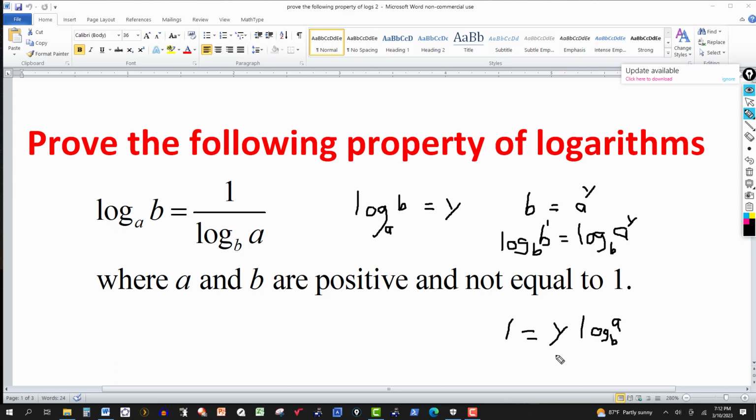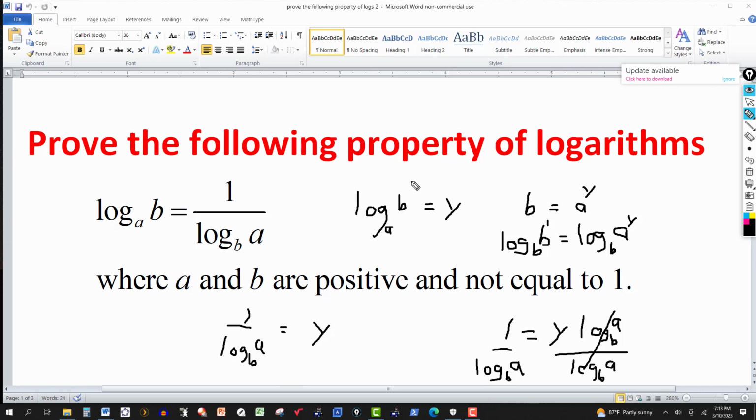And then we divide both sides here by the log of a to base b. And this, of course, cancels here. And on the right side, I get a y. On the left side, I get 1 over the log of a to base b.